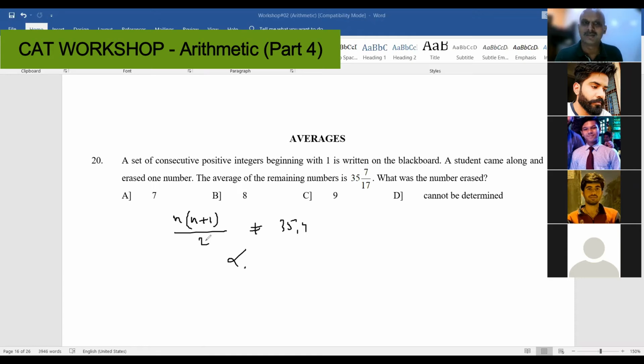Pardon? This is the sum into 1/n. Yes sir, but this is still not correct because one number is removed. After that, the average of the remaining numbers is this 35.4. So that is no more consecutive numbers.